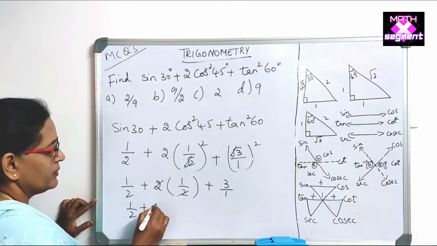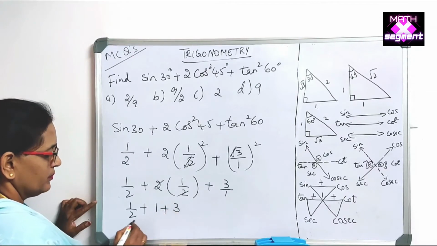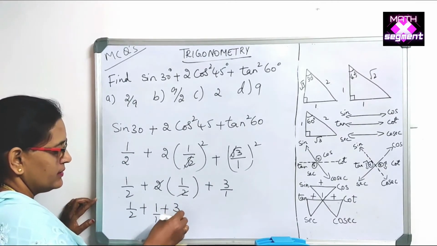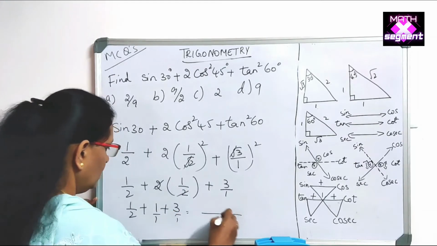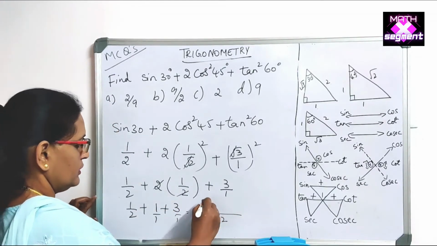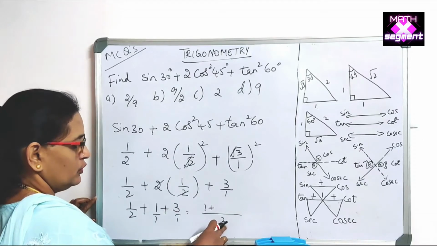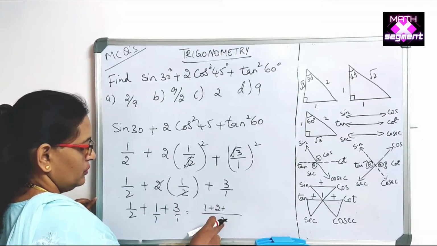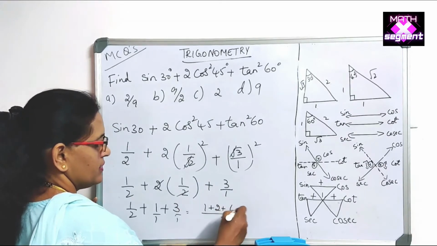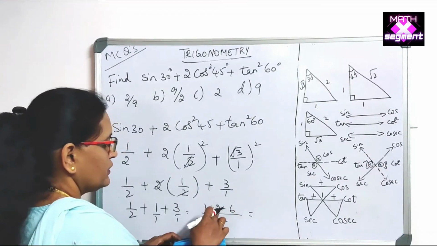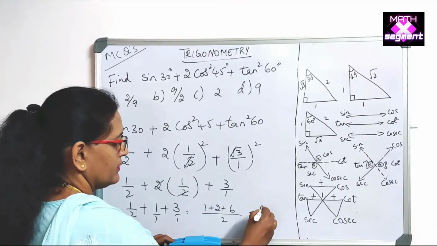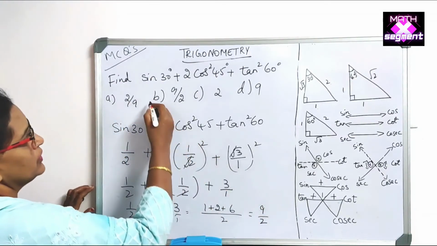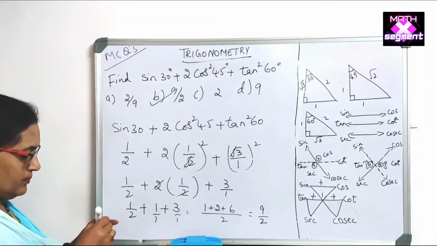This is half plus 1 plus 3. So here half plus 1 plus 3, you can take the LCM, that is 2. 2 goes into 1 time, so it is 1. Again 1 goes into 2 times, so 1 2s are 2. 1 goes into 2 times, so 3 2s are 6. So here 1 plus 2 is 3, 3 plus 6 is 9. So 9 by 2 is the answer. So the option B is the correct answer.